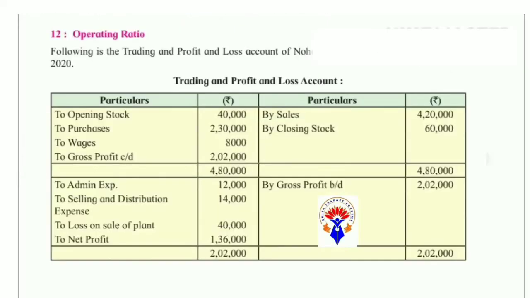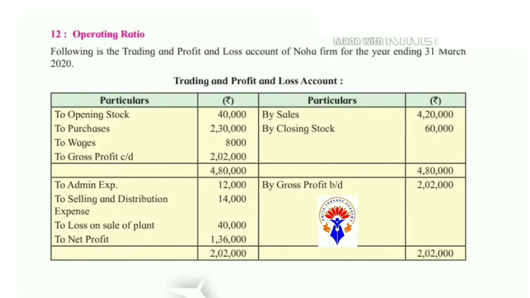Page number 370, problem number 12. Following is a trading and profit and loss account of Noha firm for the year ended 31st of March 2020. Trading account and profit and loss account is given. You are supposed to calculate operating ratio.